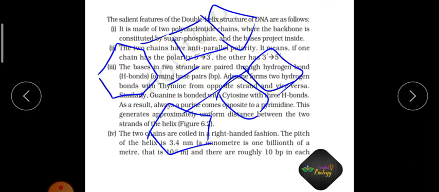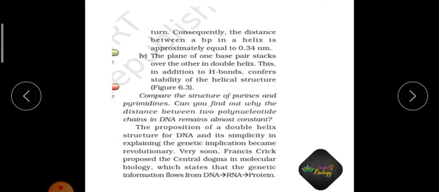Okay, so the pitch is made up of 3.4 nanometer and roughly there are 10 base pairs. So 10 base pairs covers a distance of 3.4 nanometer. Hence one base pair, the distance between one to the next base is 0.34 nanometer. Okay, this is a simple logical math. Let's move on to the next one.